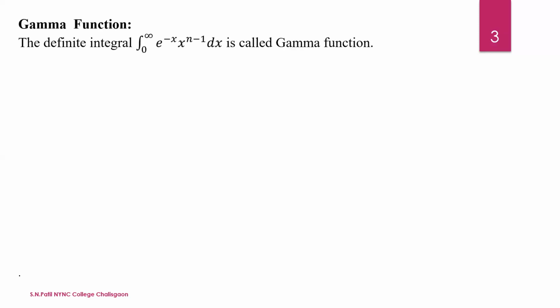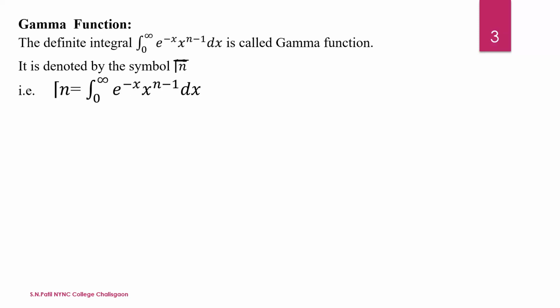What is the gamma function? The gamma function is the definite integration from 0 to infinity of e to the power minus x, x to the power n minus 1, with respect to x. It is denoted by this symbol, and we read it as gamma n. That is, gamma n is equal to the integral from 0 to infinity of e to the power minus x, x to the power n minus 1. Okay, let us discuss one property here.